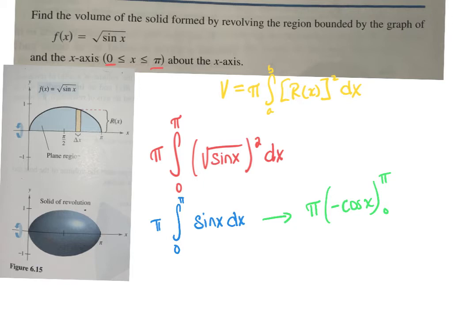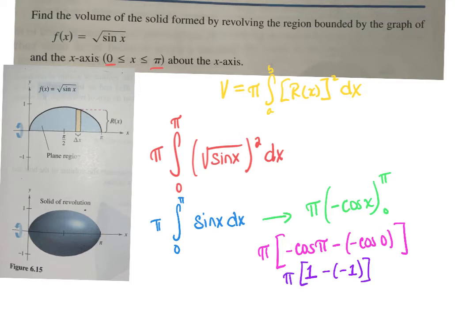All right, and then we just plug it in. So if you plug in a pi here, I'm going to actually do it this way, negative cosine of pi minus negative cosine of 0. Pay attention to your positives and negatives here. Cosine of pi is -1, right? So negative 1 ends up being 1. And then cosine of 0 is +1, so you end up with minus a -1. So your answer here ends up being 2 pi.